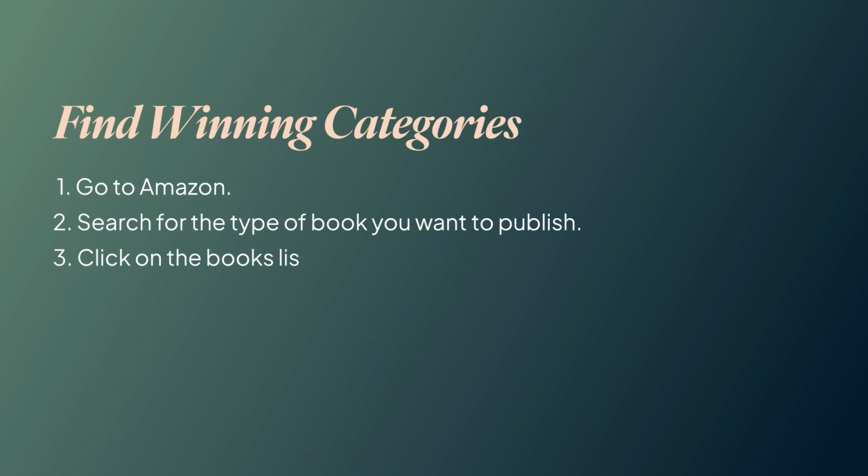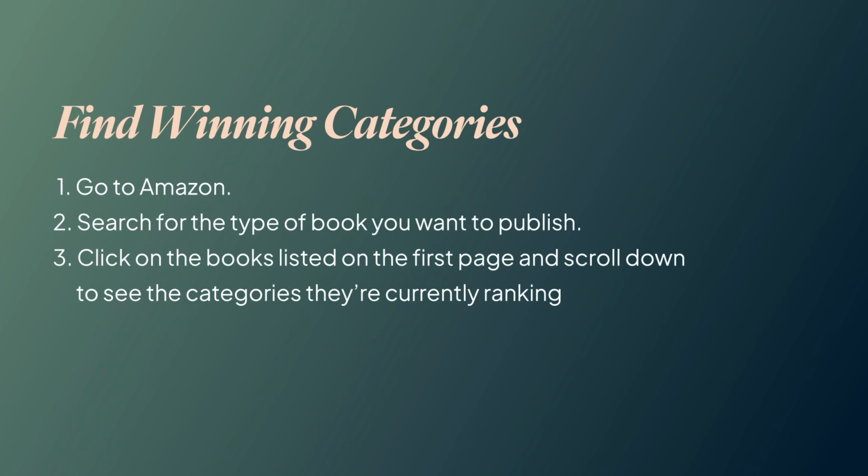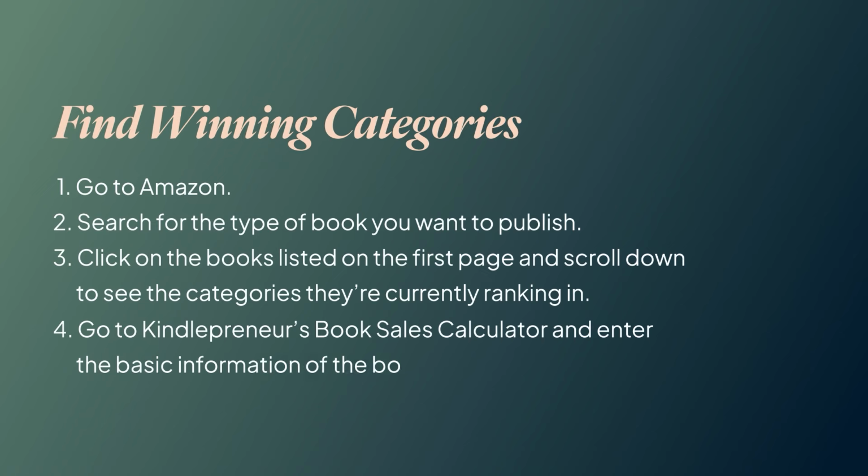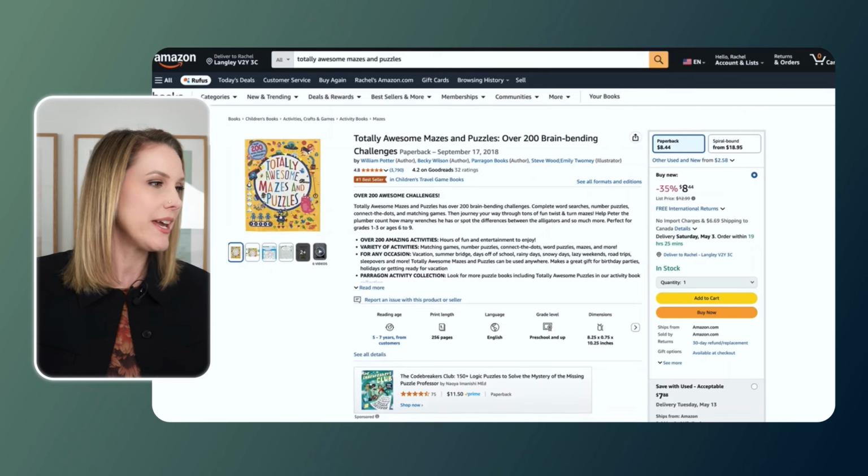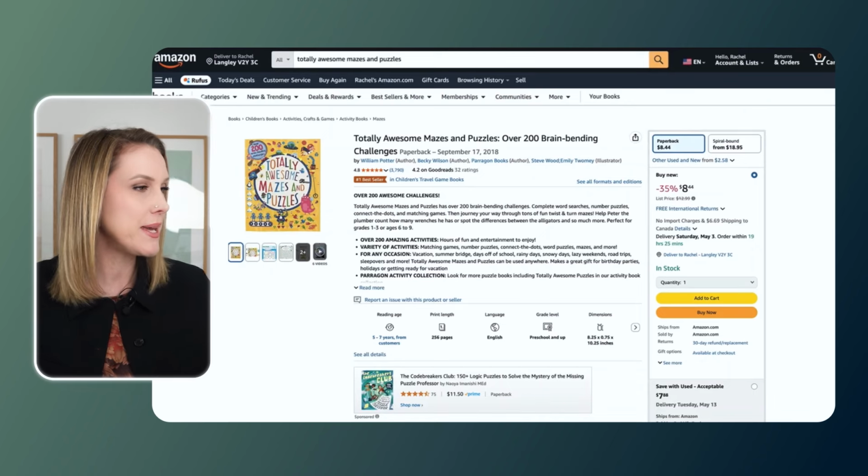Then you're going to start clicking into each one of the results on that first page. Scroll down till you see the categories that they're ranking for. Then you can head over to Kindlepreneur's book sales calculator. You can enter in the basic information about the book that you're looking at, and that's going to tell you how many sales you're going to need to make in a day in order to beat that book's ranking in that particular category.